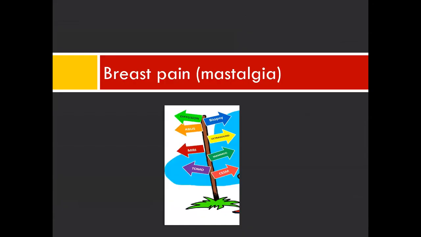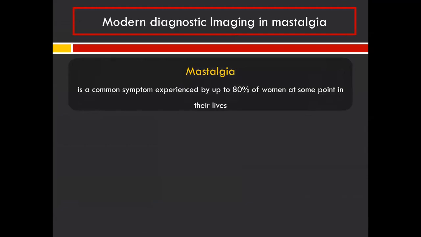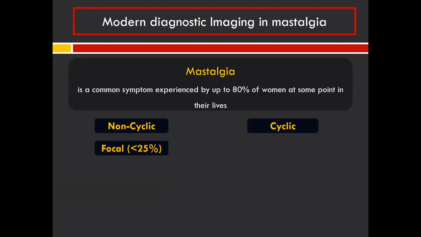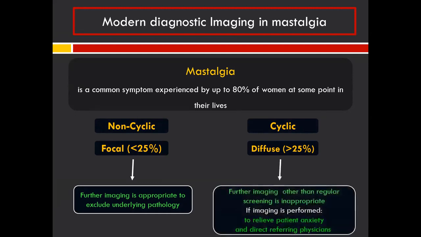Now we move to the second station, which is the breast pain, or what we call mastalgia. Mastalgia is a common symptom experienced by up to 80% of women at some point in their lives. Mastalgia might be non-cyclic or cyclic. It might be focal, involving less than 25% of the breast, or diffuse. For the non-cyclic focal mastalgia, further imaging is appropriate to exclude underlying serious pathology, while for the cyclic diffuse mastalgia, further imaging other than regular screening is inappropriate.